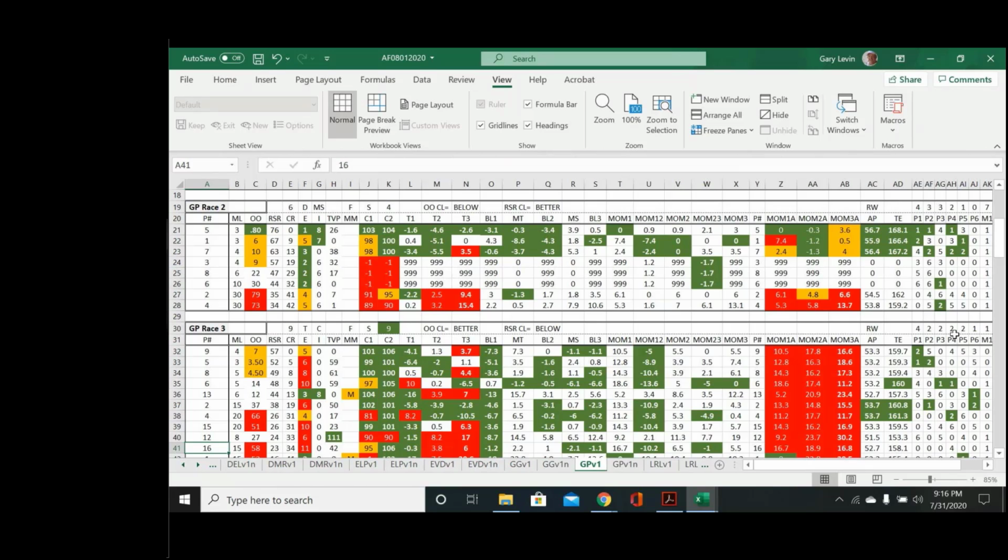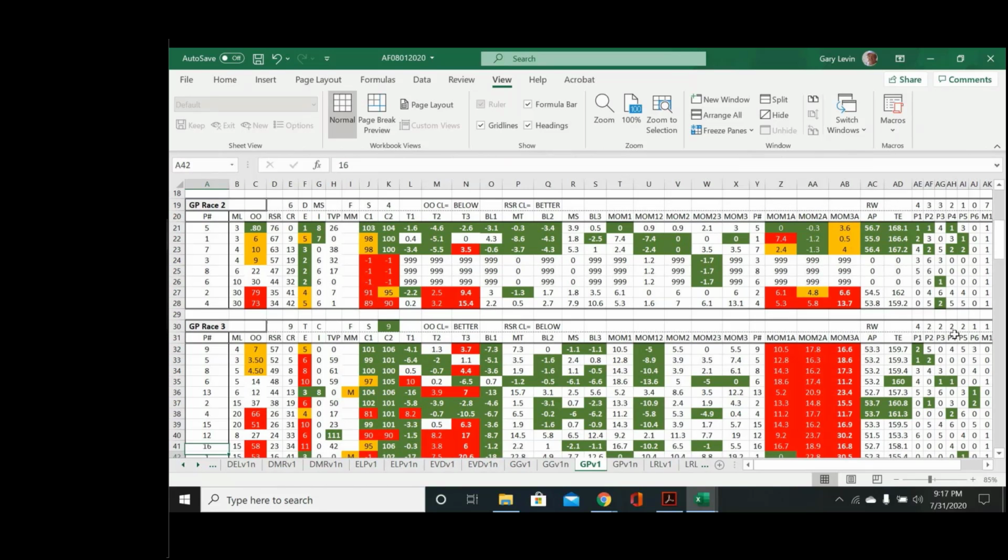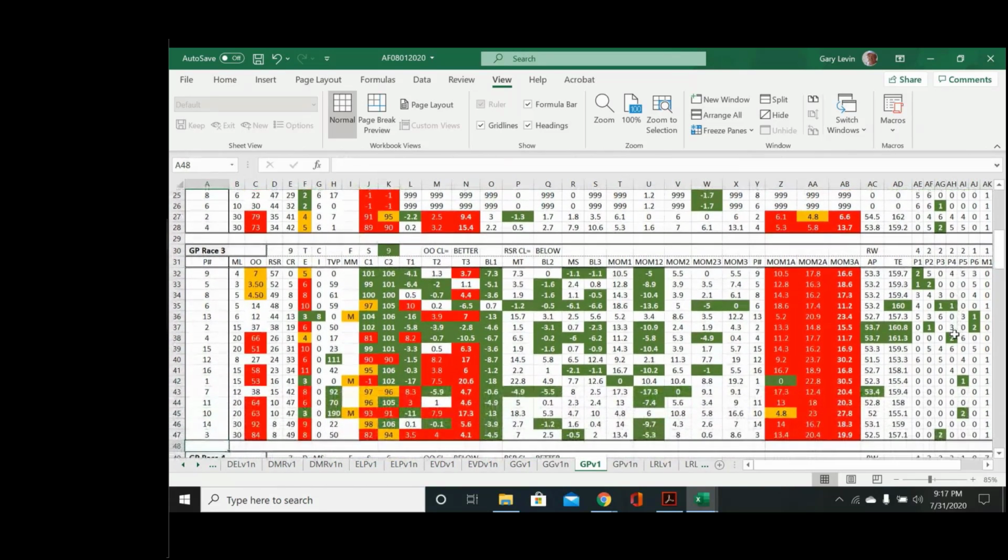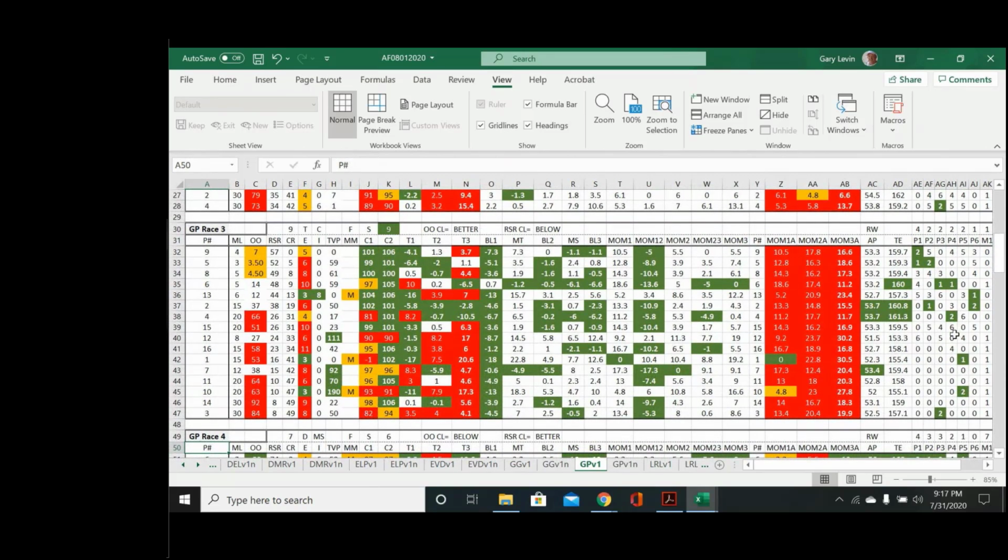But otherwise, this race, I don't want to spend too much time. But the third race here, I wanted to point out a few things. This is the same as the first race in a way, except it's a 9 furlongs on the turf claiming. But the thing is, you got all that red from 1A, 2A, and 3A.